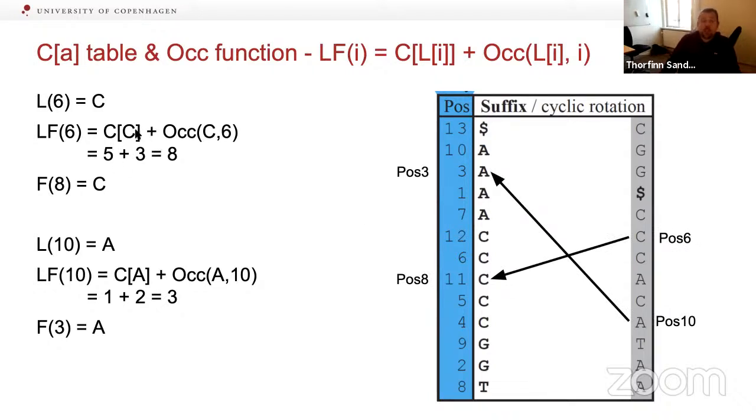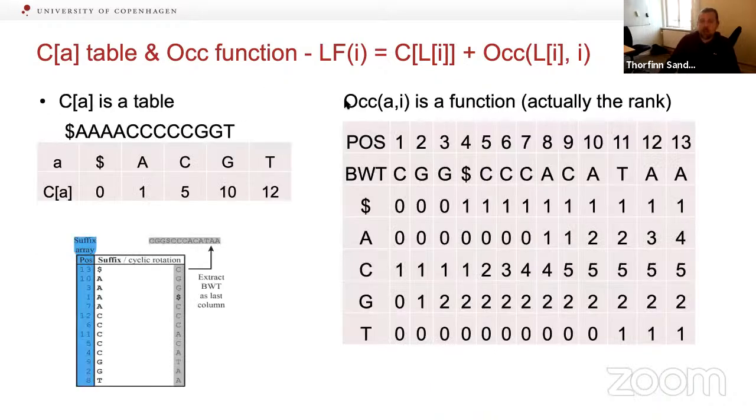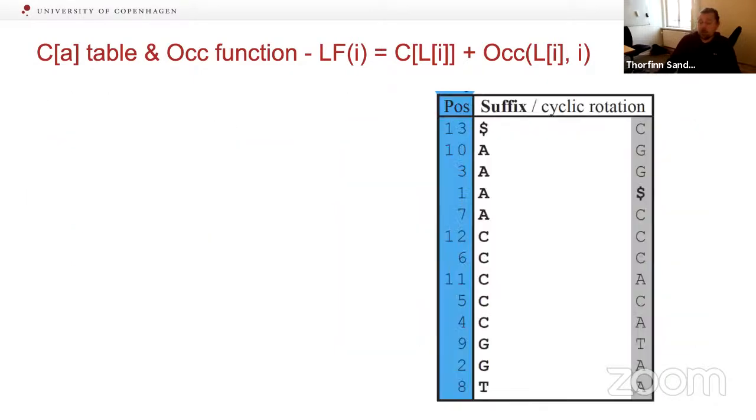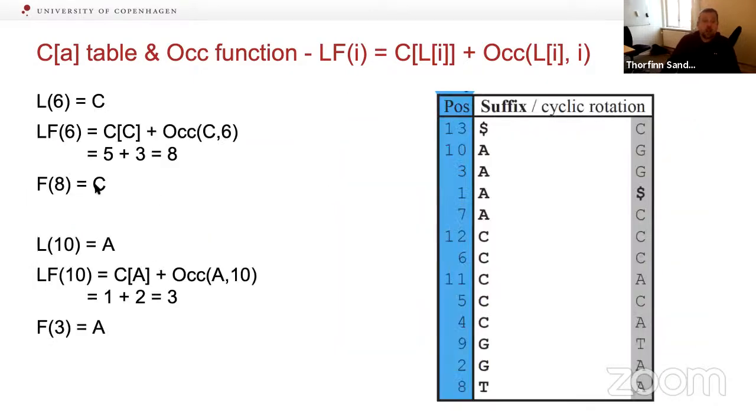It first figures out what the offset of the C is. That was a 5. 0, 1, 2, 3, 4, 5, it's here. And then the occurrence function of C6. Let's go back here. C and position 6. That's a 3, okay? And then it tells us that the first column of 8 would correspond to our C, so that's here, would be this one.